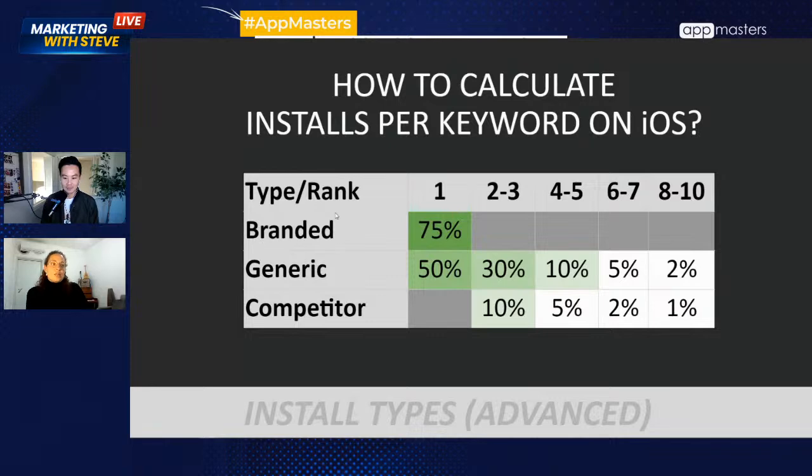So for branded keywords, you're going to get roughly 75%. Where is this 75% coming from? Go to your Google Play console. See your conversion rate for branded keywords. It's almost always around 75%.